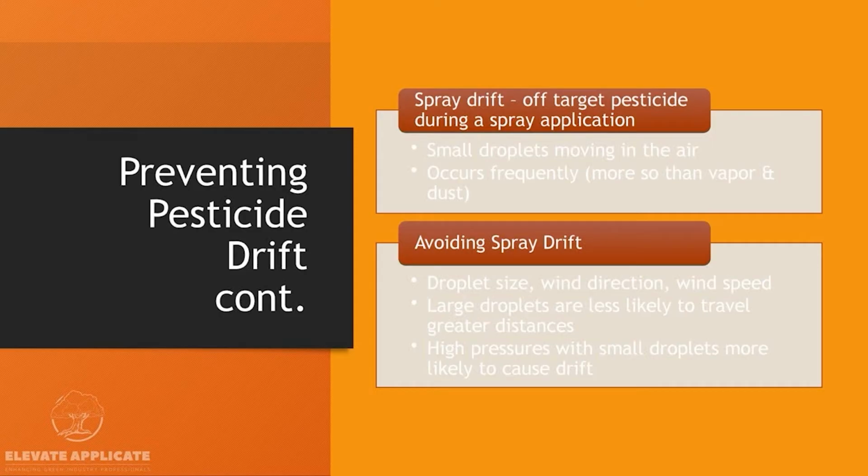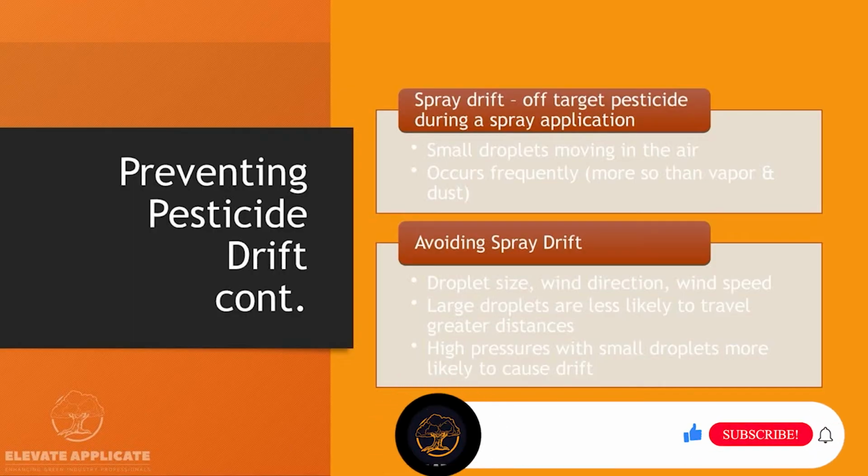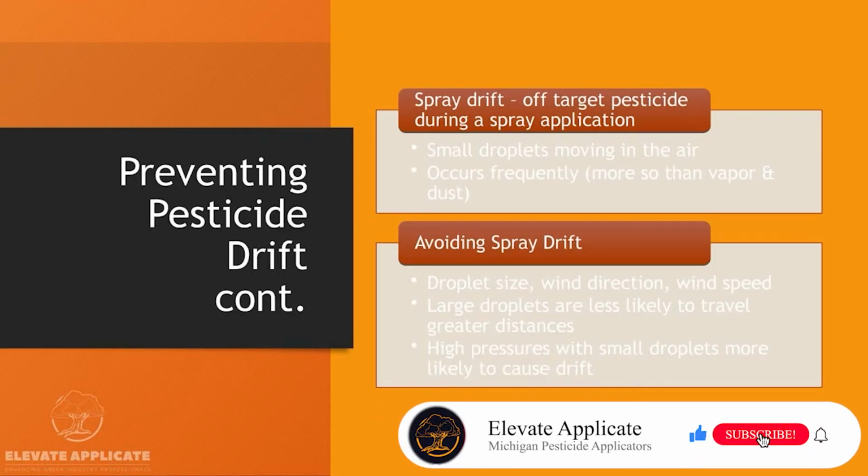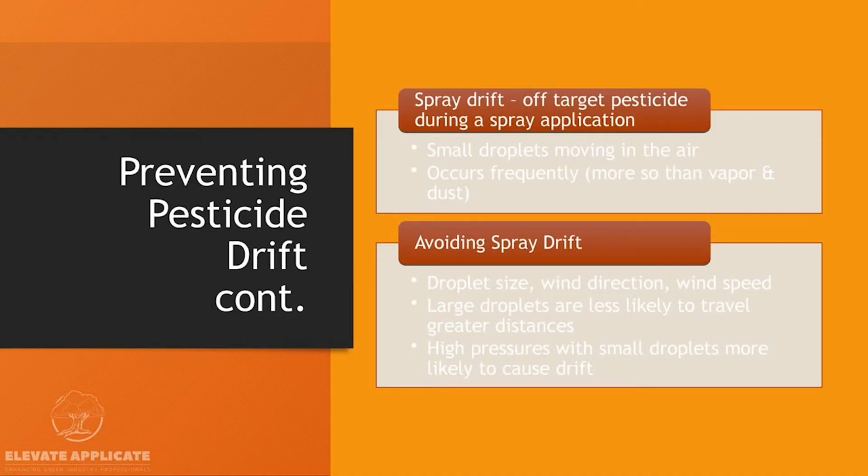So how do we reduce the drift? Well, spray drift occurs more frequently with a vapor and dust. Avoiding spray drift, we want to adjust our droplet size, make it as large a droplet as possible. We want to be cognizant of the wind direction and wind speed. You really don't want to spray above 10 miles an hour. My technicians in the field, we carry wind meters, and especially when we're doing mosquito applications and we're doing perimeter sprays and things like that, in order to stop drift, we are always checking wind.